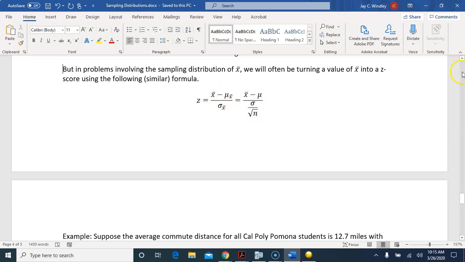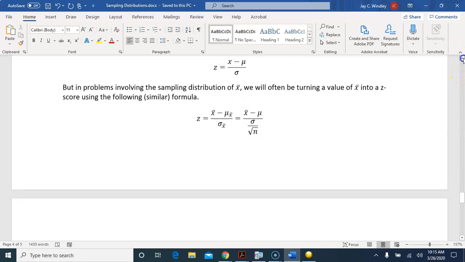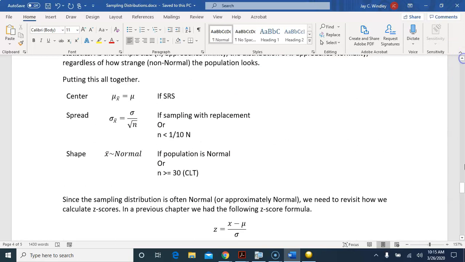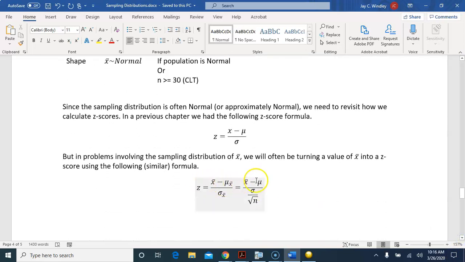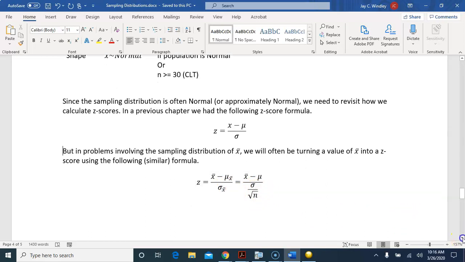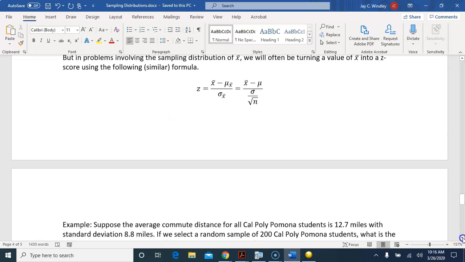And according to the formulas that we just reviewed up here, the mean of the x bars is the population mean, and the standard deviation of the x bars is the standard deviation of the population divided by radical n. So we're going to use that formula for calculating z-scores.